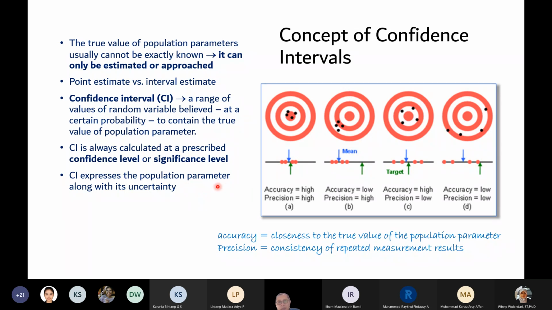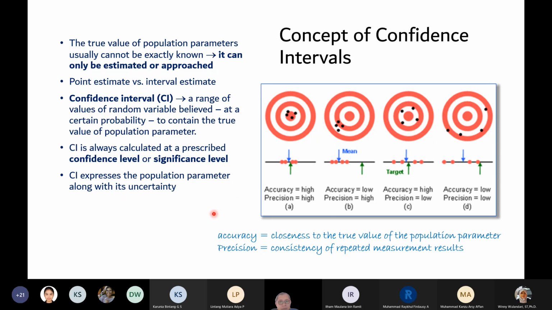Jadi kalau kita laporkan ya nilai parameter populasi ini sebagai selang keyakinan, artinya itu sama saja kita sudah memberikan juga berapa ketidakpastiannya. Ya. Rata-rata populasi ini adalah sekian dengan batas bawah dugaan berapa, batas atas dugaan berapa. Okay.